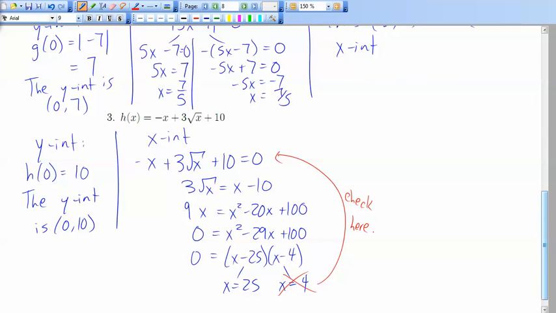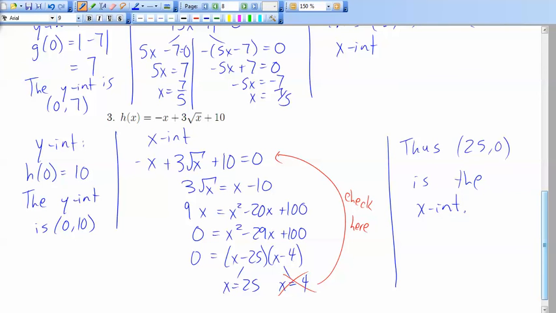Negative 4 plus 3 times the square root of 4, that'd be 3 times 2. So it'd be negative 4 plus 6. That gives us 2 plus 10 does not equal 0. Okay? But if you plug in 25, we get negative 25 plus 3 times the square root of 25. So that's negative 25 plus 3 times 5 plus 10, we do get 0. Okay? That means that (25, 0) is the x-intercept.